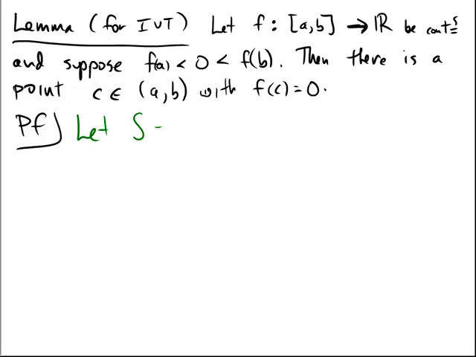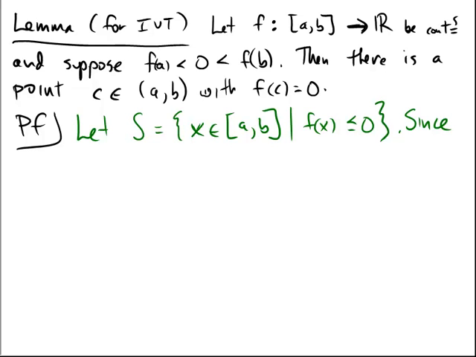Let S equal the set of x in the interval from a to b such that f(x) is less than or equal to 0. Right? f(a) is definitely less than 0. So this is going to be the set of all points that are less than or equal to 0. So this is not empty, since f(a) is less than 0. Notice a is certainly in S, so we got something in there.